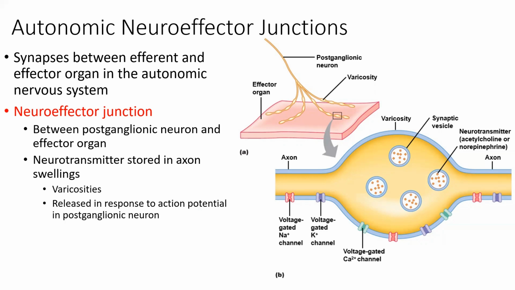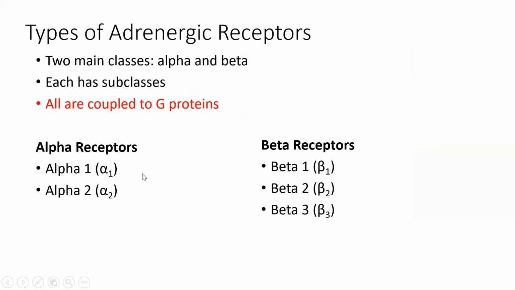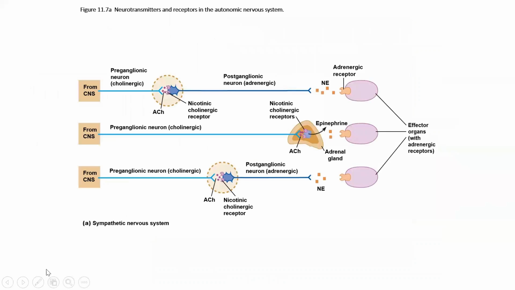our effector organ: heart muscle, cardiac muscle, glandular tissue, adipose, right? The synapse here looks different than the synapse between the preganglionic and postganglionic neuron, the synapse at our autonomic ganglia. So if we could just jump back here briefly. Let's look at this, right? This synapse looks very different structurally than this synapse. We'll talk about some of those differences, but this is the region we mean by the neuroeffector junction, whereas this is a neuron to neuron synapse, right?